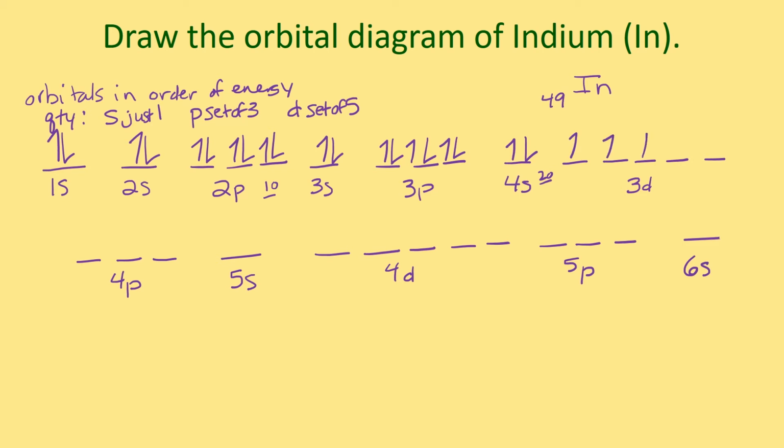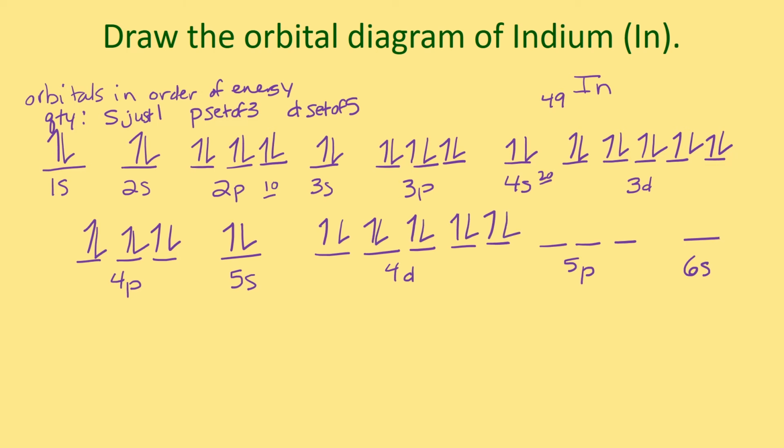21, 22, 23, 24, 25, begin to pair up. 26, 27, 28, 29, 30. Moving on to 4p, 31, 32, 33, 34, 35, 36, 37, 38, 39, 40, 41, 42, 43, 44, 45, 46, 47, 48. So I'm up to 48. I have 1 more left. That'll go into the first 5p orbital.